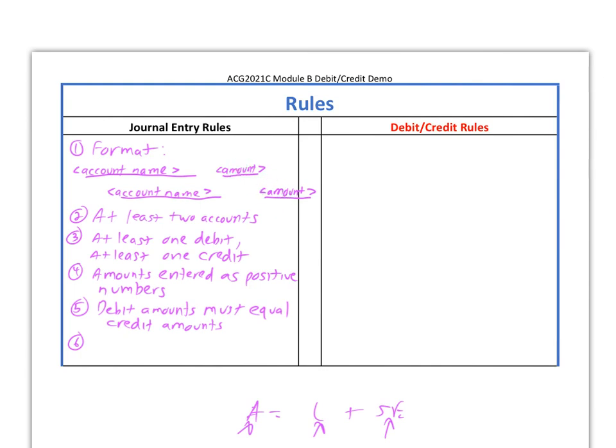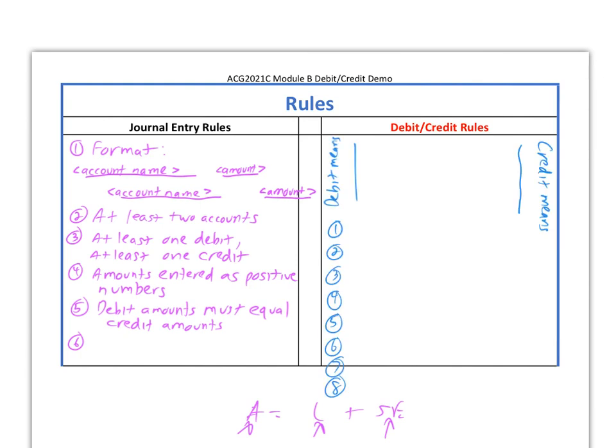So, if you remember, there were some transactions where you paid cash and on the transaction analysis, when you did this A equals L plus SE, you would put the cash as a negative number. Well, in the journal entry, we're going to make sure that number is entered as a positive, even if the cash account is decreasing, or even if whatever account you put in the journal is decreasing. And then the last rule here is debit amounts must equal credit amounts. More on that once we talk about debit and credit. And then I'll put one more rule in once we're done with the debits and credits too.